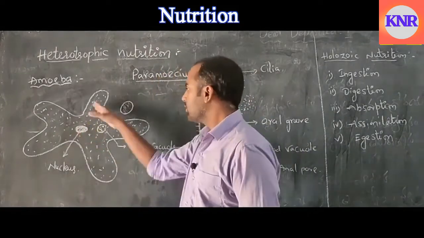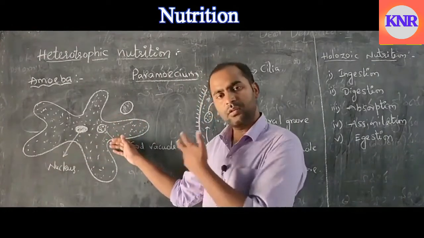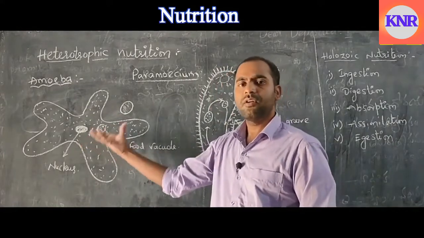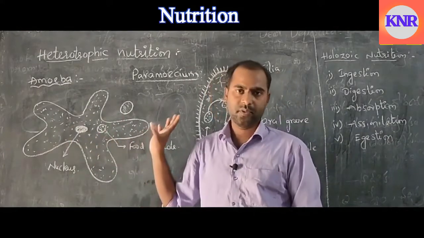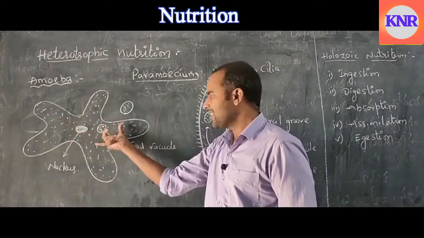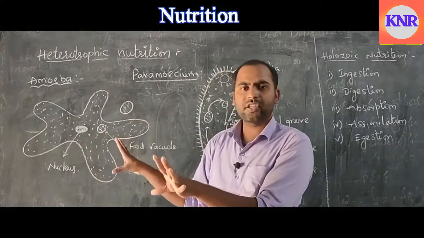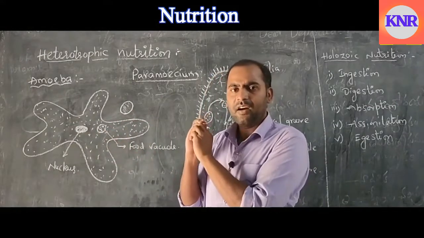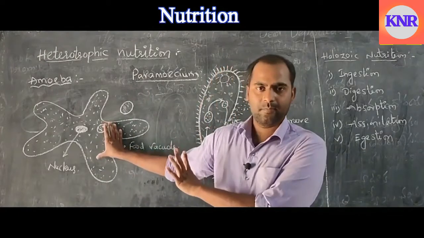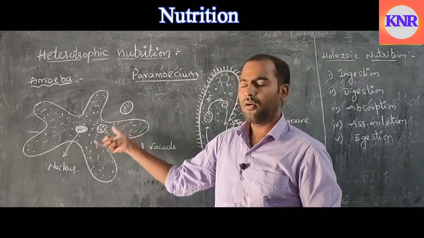Here the pseudopodia are used for locomotion, they are also used to collect the food, and they can also be used for excretion of the food. The total body of the organism is a single cell, only one cell. Inside the cell the total digestion takes place, and every life process takes place within the single cell. That is why it is a simple unicellular organism.